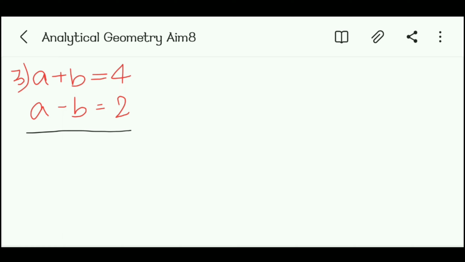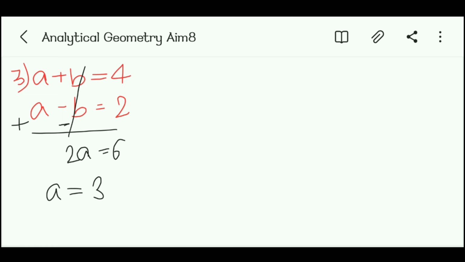Now we are just going to add them. So plus, I am adding them, that's why plus we are going to get here, and here it will be minus itself. Now plus b and minus b, it will get cancelled. Now A plus A, 2A. Now what is 4 plus 2? 6. So what will be the value of A? A is equal to 6 by 2, that is 3.